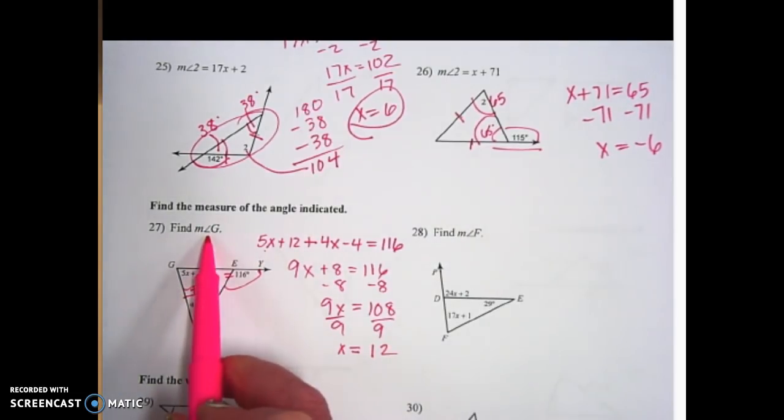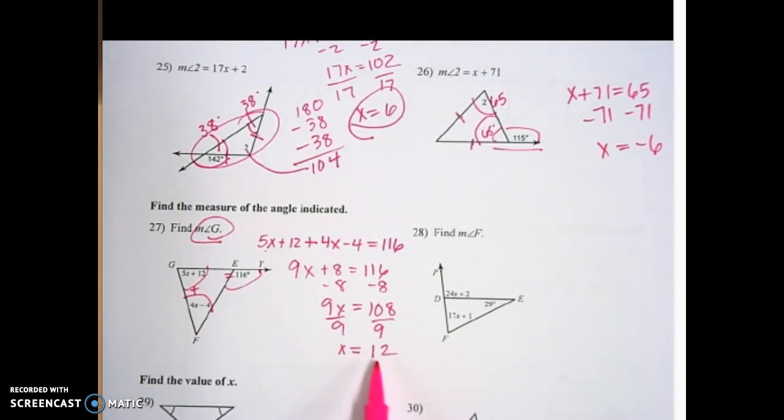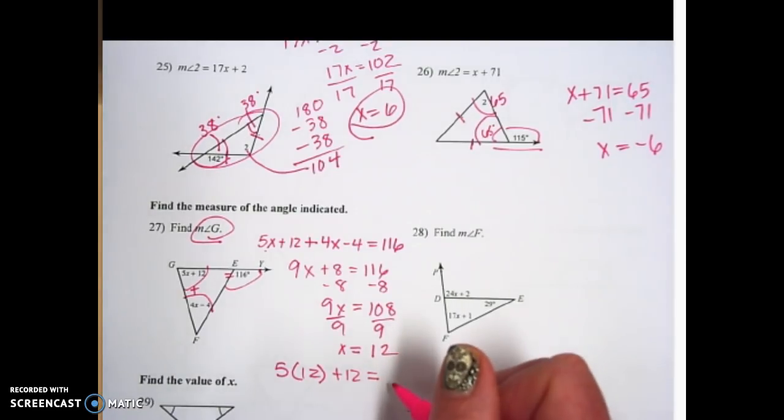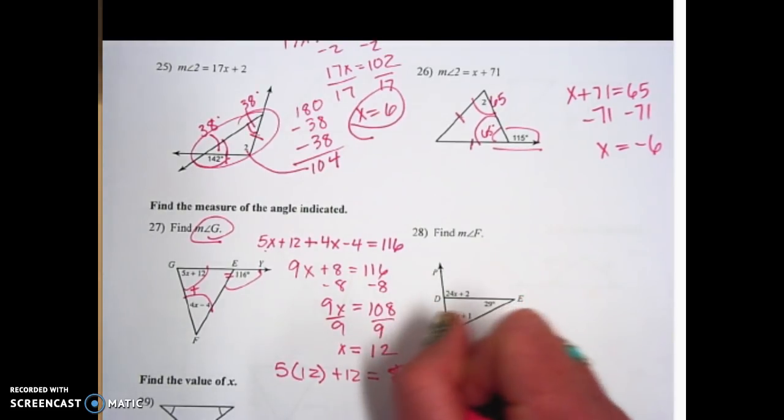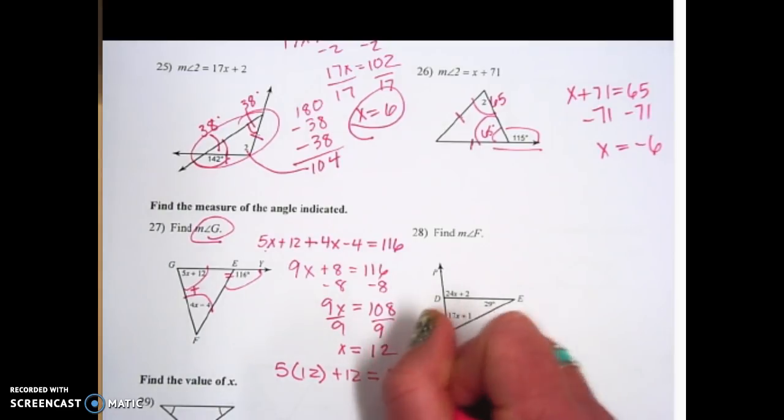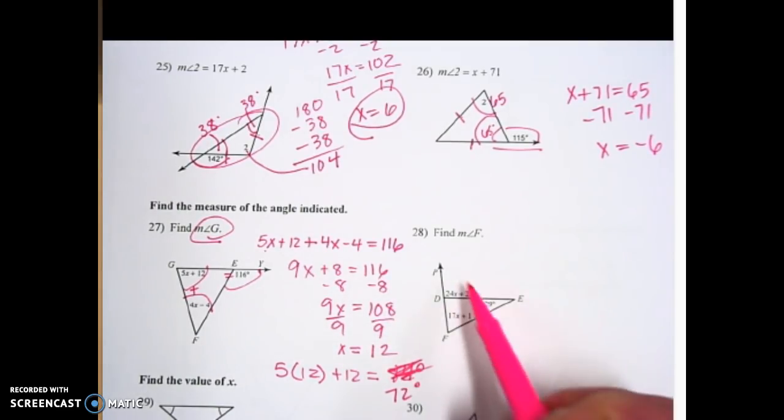And they want us to find angle G. So we got to plug that 12 back in there. So 5 times 12 plus 12. That should be 67 to 84. Oh, 72. I think that's right. Okay.